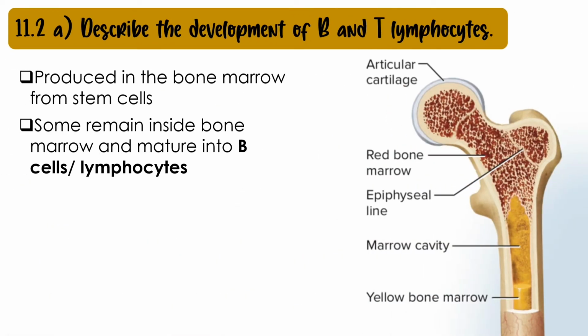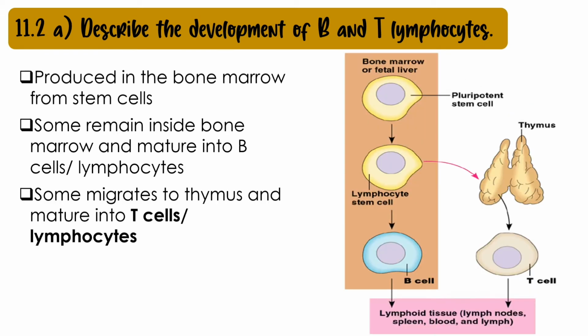Both of the lymphocytes are produced inside the bone marrow from stem cells. Bone marrow is spongy tissue found inside some of our bones, for example the femur. It is the stem cell found inside the bone marrow that will develop into lymphocyte. The lymphocyte that remains inside the bone marrow will mature into B lymphocyte or B cell, while the lymphocyte that migrates to and matures inside the thymus will become the T lymphocyte or T cell.